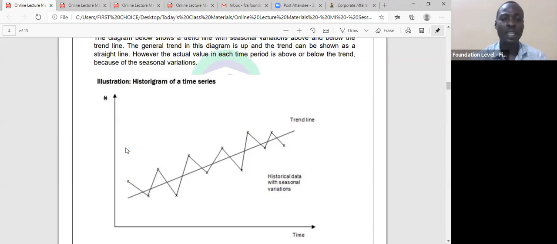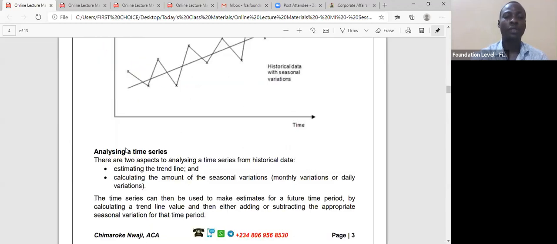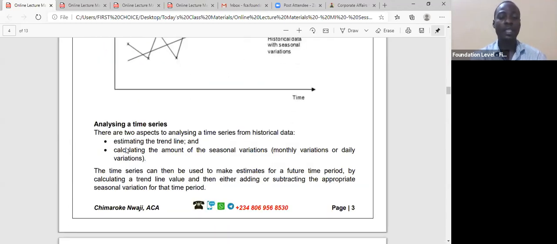So you take this line of best fit. How do you get the line of best fit? That line of best fit is called the trend line. This is what you are going to get today: how to do your trend line so that you can use it for prediction. Now, analyzing a time series. There are 2 aspects to analyzing a time series from historical data. First is to estimate the trend line. Estimate the trend line first.